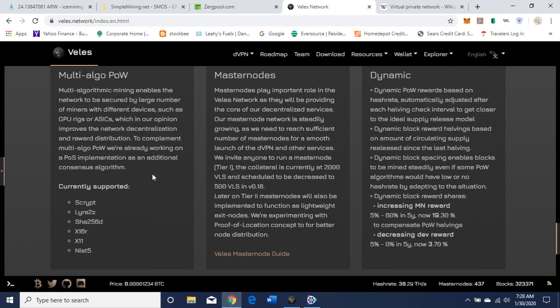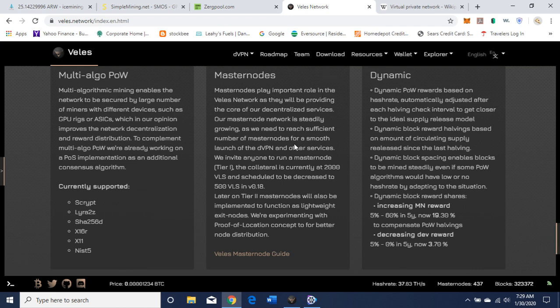Okay, so it uses a multi-algorithmic proof of work script: Lyra2Z, SHA256D, X16R, X11, NIST5. Looks like they're also working on a proof of stake. So all these things, masternode, proof of stake, proof of work, the multi-algorithmic proof of work technique or programs they're using, all take part in decentralizing the project, which is a good thing.